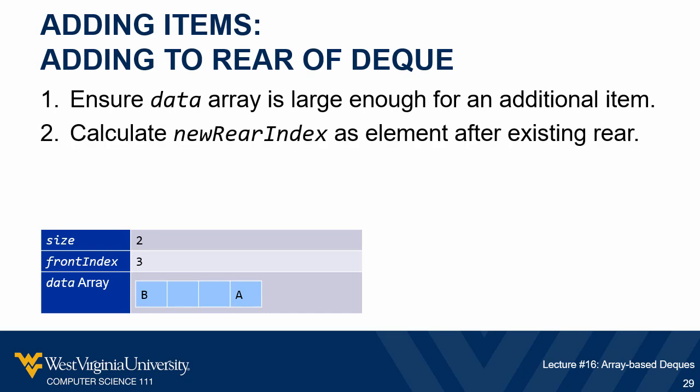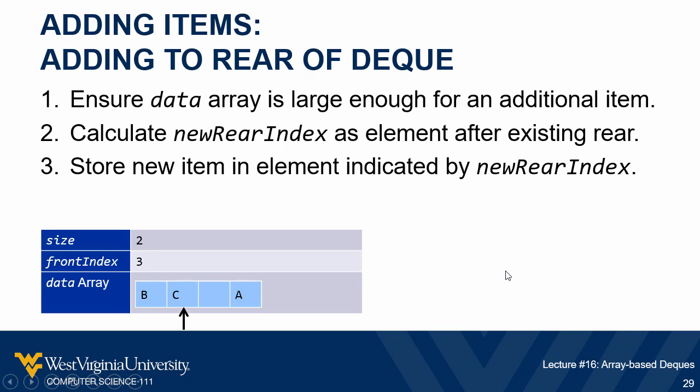What we're going to do is calculate our new rear index as being the element after the existing rear. So here, our rear is in element 0. So if I add 1 to that, my new rear index is going to be element 1. It's possible that I could have this wrap around back to the front. Just depends on how my data is actually laid out. In this case here, though, our rear is not wrapping back around.